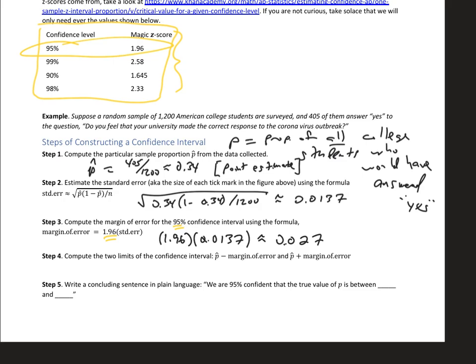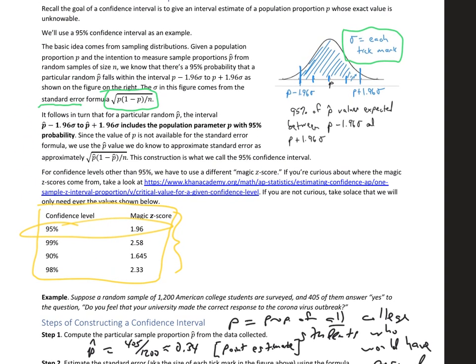Back in the terms of the picture, that's how far I need to go in each direction from the center. I need to go out 0.027 and go over 0.027 that way. The tick mark size is 0.0137, and the amount I need to go out is 0.027. Okay, so it's two different things. Margin of error and standard error, two different things.